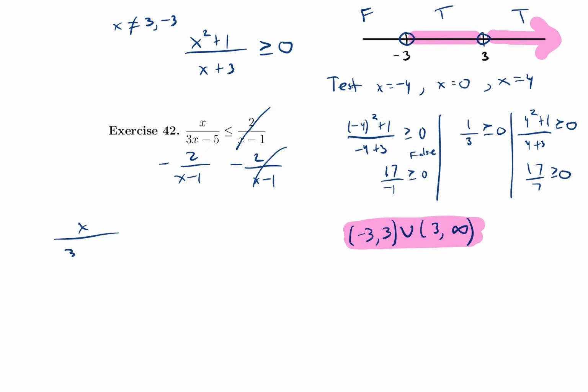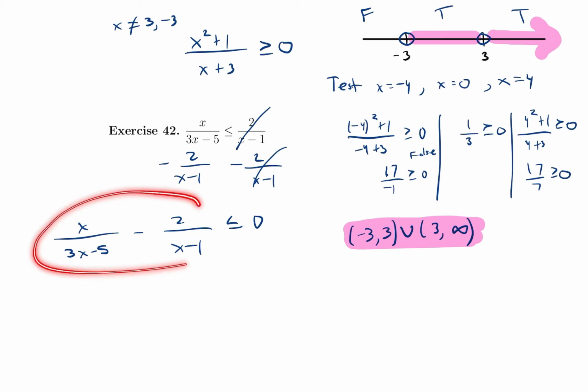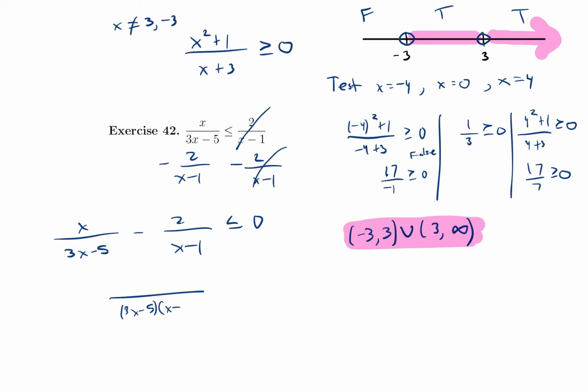So now we have x over 3x minus 5 minus 2 over x minus 1 less than or equal to 0. Okay, so now we need to combine these two fractions into one single fraction, and we can do that by getting a common denominator, which is 3x minus 5, x minus 1. And now we have to multiply top and bottom of this fraction by x minus 1, x minus 1.